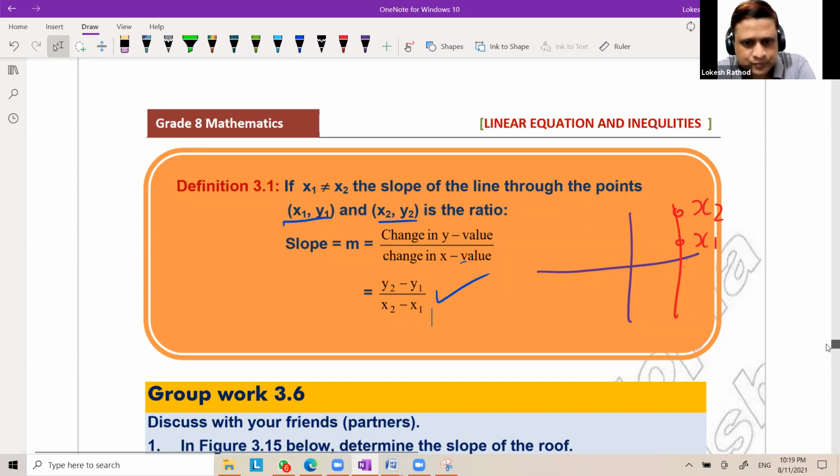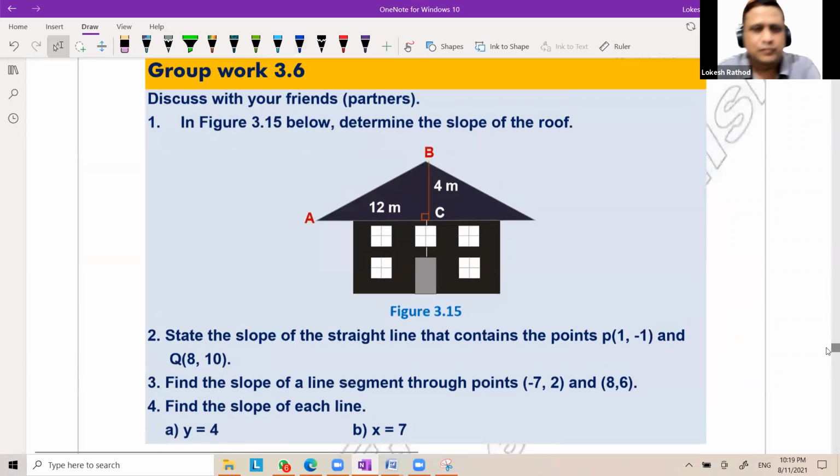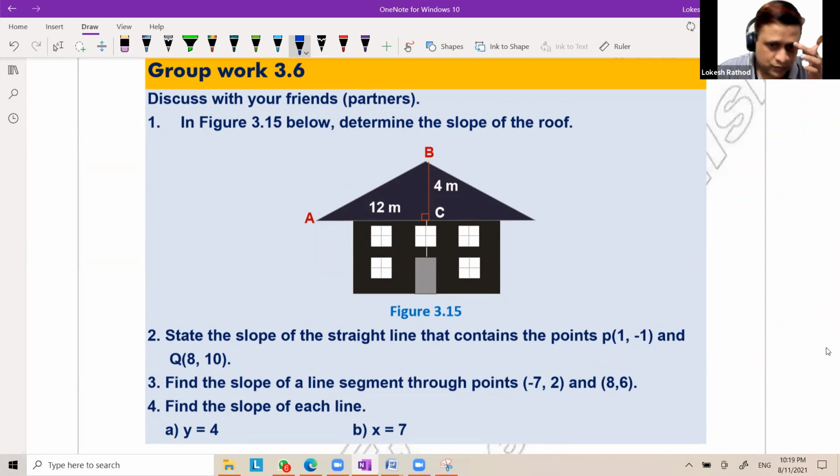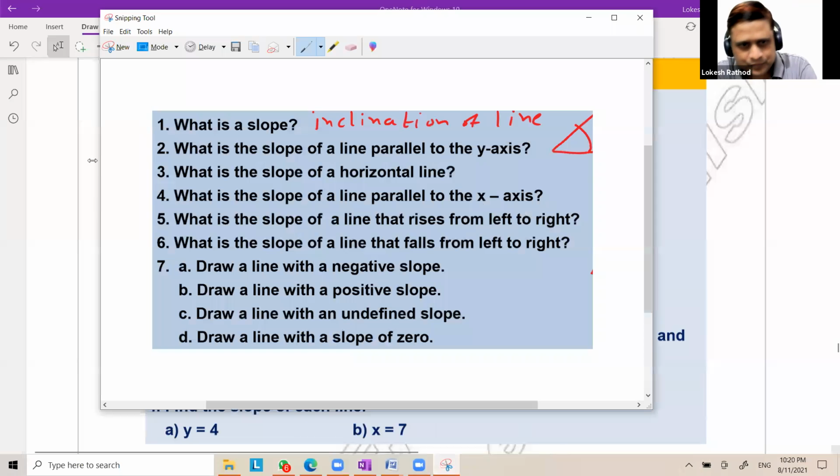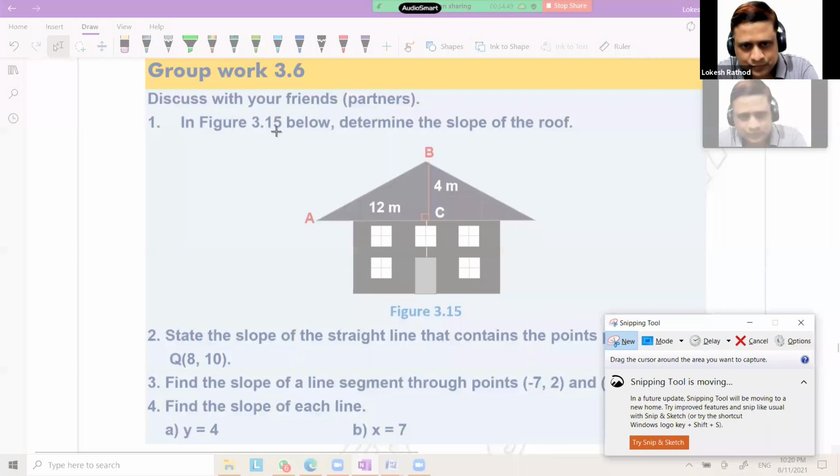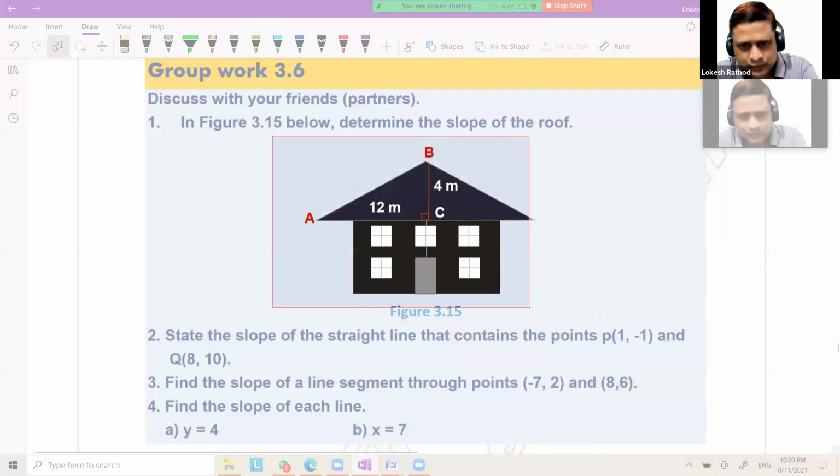Now, in the figure, determine the slope of the roof. So where is the roof? There is the roof, AB. I have to find the slope of the roof. Fine. How can I find the slope of this roof?